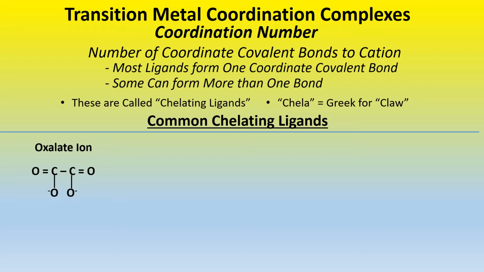As you can also see, the 2 single bonded oxygens each have a negative charge. Therefore, each one of those can form a bond, so the oxalate ion can form 2 bonds, 1 from each of the O-. And as there are 2 separate negatives, the overall charge on this ligand is -2.